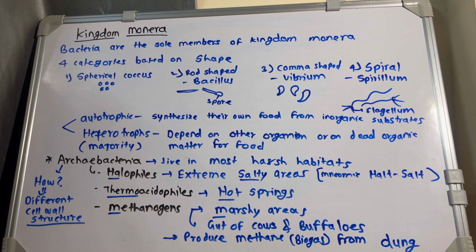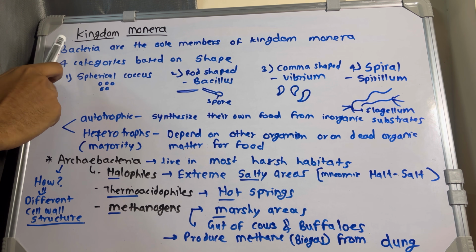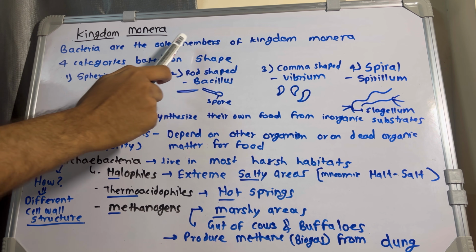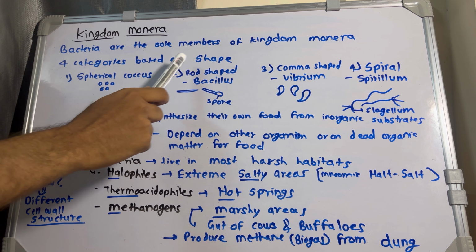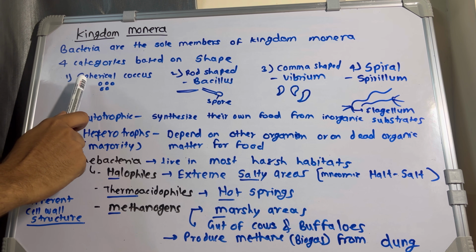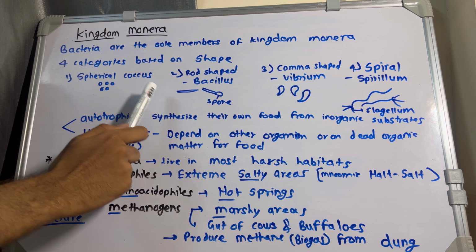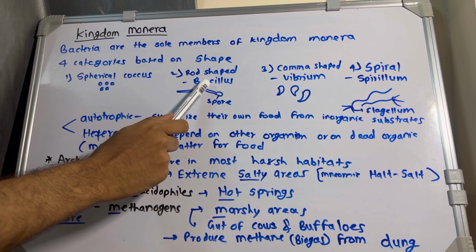So let's start with the kingdom Monera. Kingdom Monera contains bacteria. Bacteria are the sole members of this kingdom. Bacteria are abundant everywhere and are of four categories based on shape. So if the bacteria is spherical, it is called coccus. If it is rod shaped, then it is called bacillus.